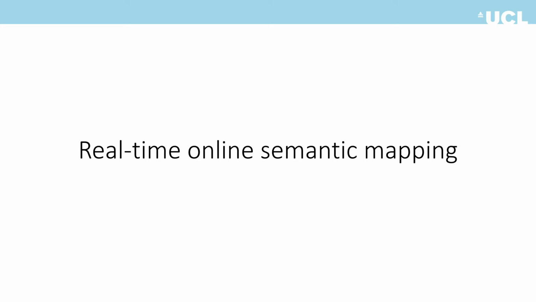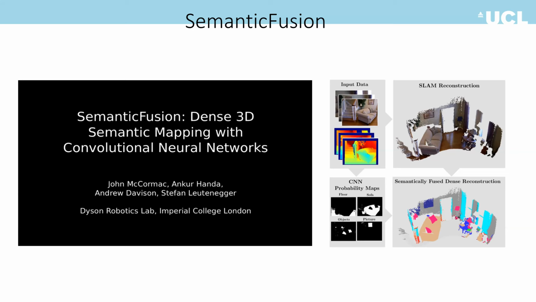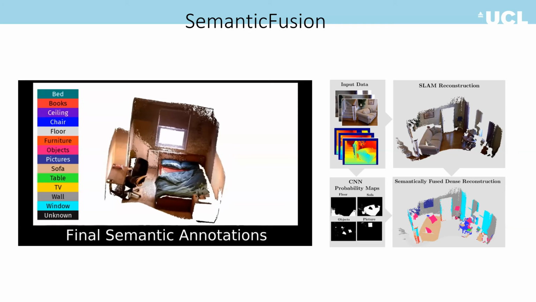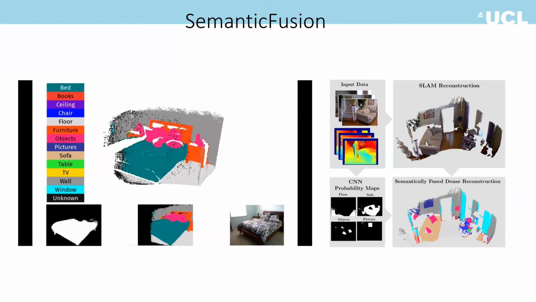In this video here, you can see a very famous work called SemanticFusion from Imperial, from Andy's group in 2017. Since then it has become the standard paradigm of doing semantic mapping in the robotics community.